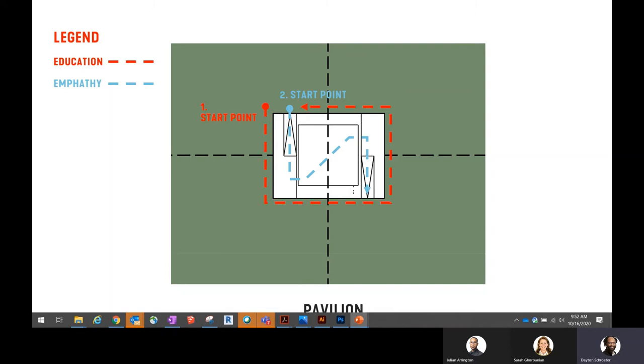So the visitor would start at that corner and essentially walk around the entire perimeter of the pavilion in a counterclockwise fashion, and then end at the entry ramp. And then for the second part of the experience, they would ascend up the entry ramp, enter into the pavilion, hopefully do the participatory exercise, and then exit through the opposite side of the pavilion and descend down the exit ramp. And that will be the total experience. So the first component in red is this educational component, and the second experience shown in blue is the emotive component for building empathy.